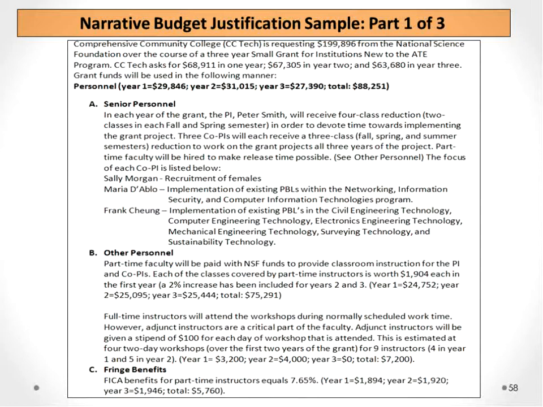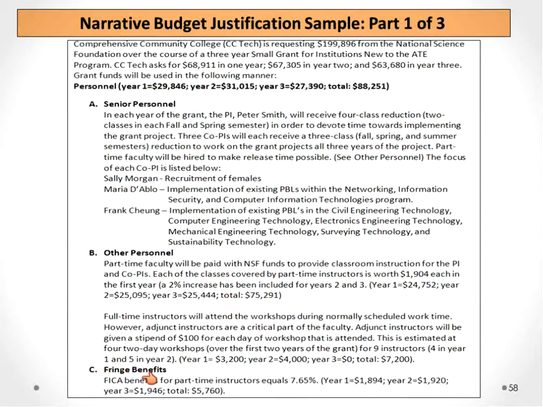This first one is a narrative style. You'll notice that there's just a little introductory paragraph talking about how this college is requesting a total of $199,896, and how much for year one, how much for year two, and how much for year three. And then you'll notice, and this goes back to something I mentioned earlier, that each budget category that aligns with the NSF budget form is explained separately and clearly labeled. Senior personnel, who is this? What are they going to do? And how much are you going to pay them? Other personnel, who are they?